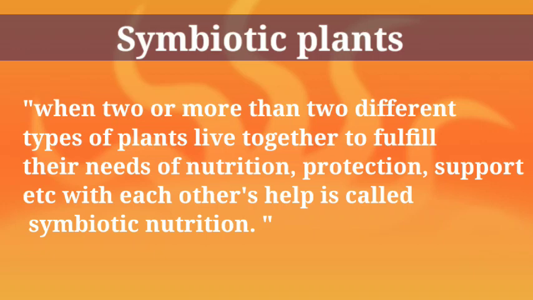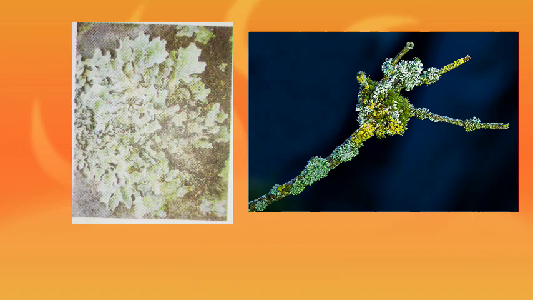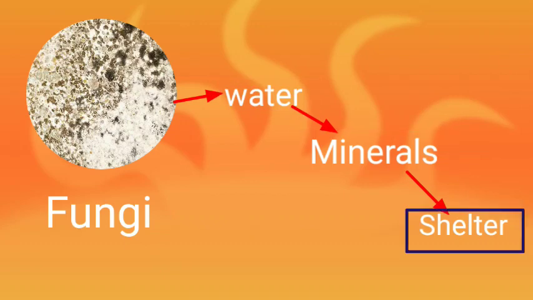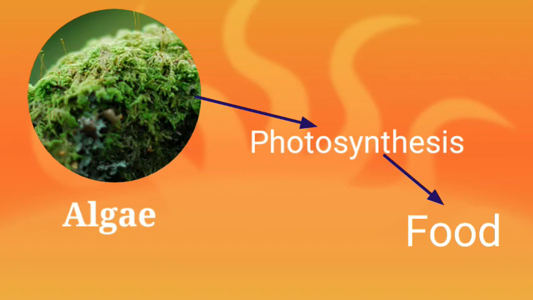Best example of symbiotic nutrition in plants is lichen. It is symbiosis between fungi and algae. Fungi provide water, minerals and shelter to algae. In return, algae perform photosynthesis and provide food to the fungi.